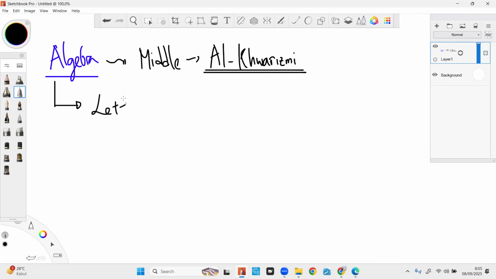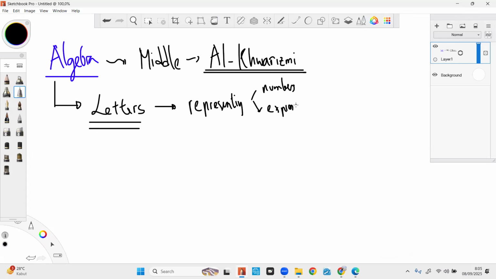That's right. Why letters? You are trying to simplify the numbers. So letters are representing, might be numbers, also expressions. Okay, it is representing numbers or just simple expressions for a mathematical model.